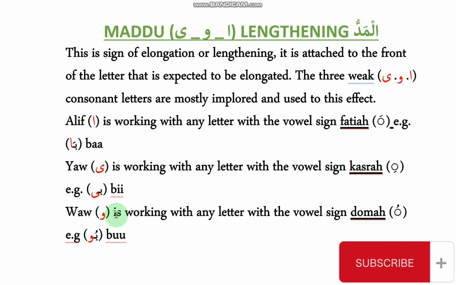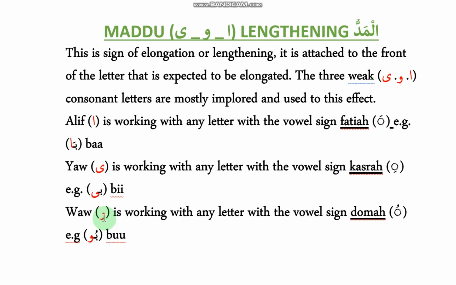And Wow is working with any letter with the vowel sign Doma. So if you want to elongate any letter that has Doma, we seek the assistance of this weak vowel. For instance, let's use Nun. Let's say Nun has a Doma and we want to elongate that Nun. We'll say what? Nun Doma Wow Madi, Nuu. Do you get it now? And there's a limitation to the lengthening. We'll talk about that later, inshallah.